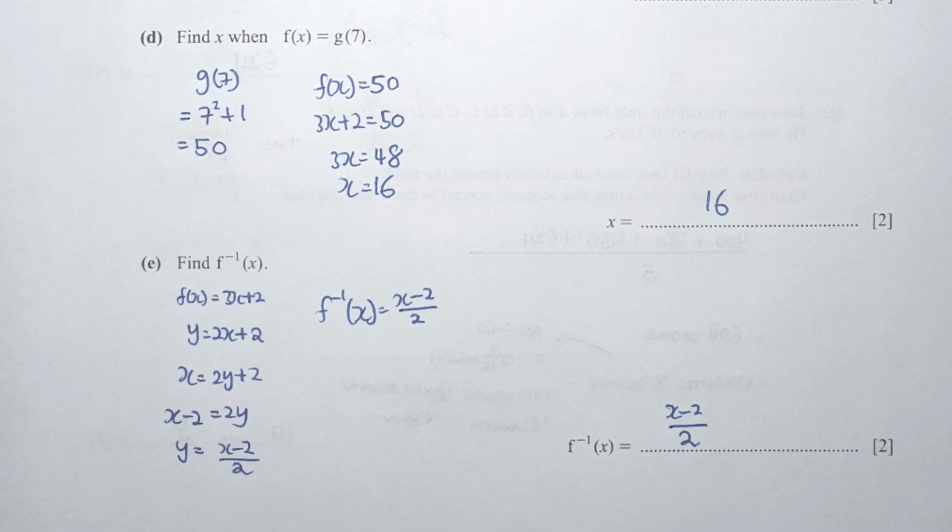So it will be x equals 2y plus 2. Rearrange them and identify your new y, because your new y here will be our function inverse. So after the calculation, you should get x minus 2 over 2 as your function f's inverse.